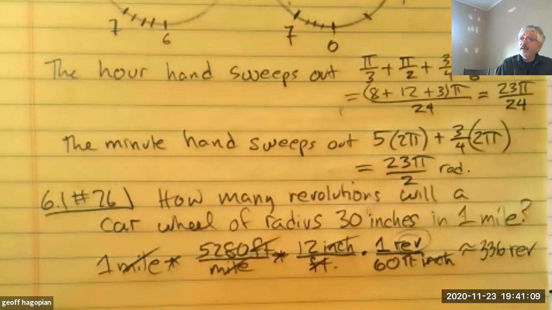So there's our final answer. Does it seem reasonable? 336 revolutions of a wheel with radius 30 inches? That's a pretty big wheel, right? 2.5 feet radius. So yeah, it seems reasonable.